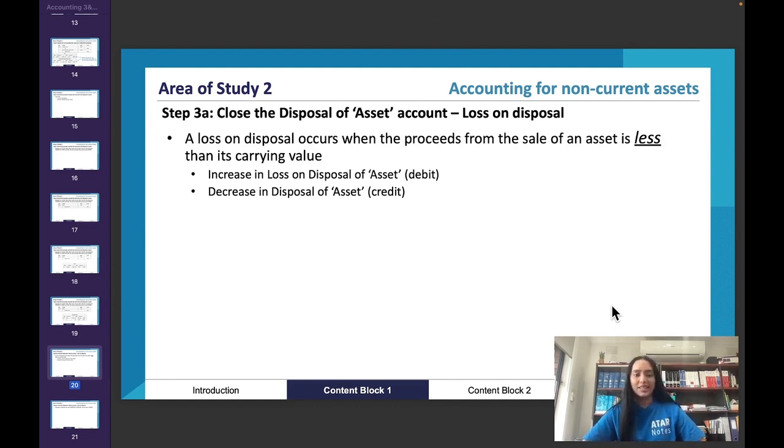Okay, now step 3A is to close the disposal of asset account. And in this case, there's a loss on disposal. So for this business, the proceeds they received from the disposal is less than the carrying value of that non-current asset. And when this happens, that means that the business has experienced a loss on disposal. And so when a loss occurs, we increase the loss on disposal of asset, which is an expense, so we debit that to increase it, and we decrease the disposal of asset ledger account by crediting it.